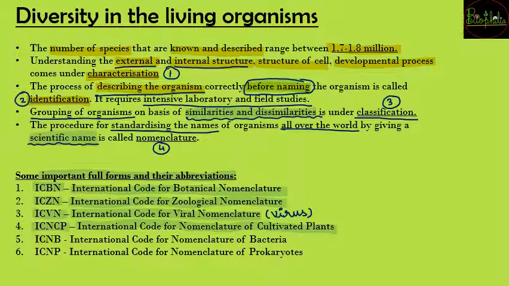Next is ICNB, that is International Code for Nomenclature of Bacteria. So as the name, it is going to be useful for bacterial nomenclature. And last, that is ICNP, that is International Code for Nomenclature of Prokaryotes. So again, the prokaryotes are going to be the source for naming.